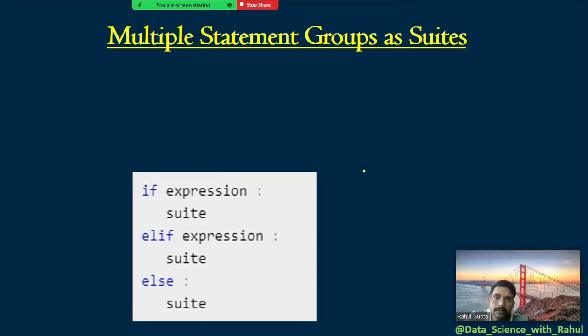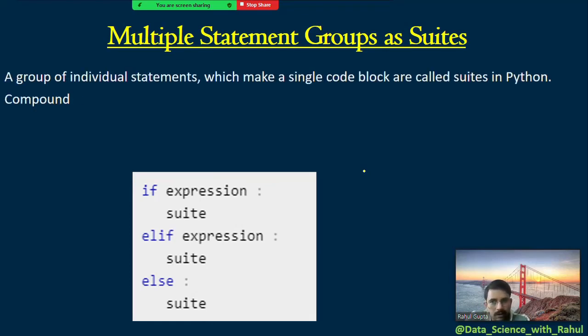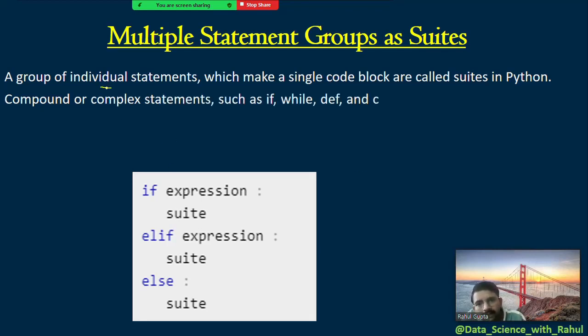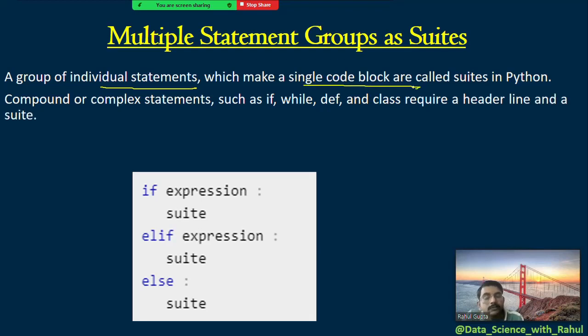Next, we would like to discuss something called a suite. Now the question comes, what is a suite? Whenever a group of individual statements makes a single code block, it is called a suite. For example, if you write an if expression, and under this you wrote something, this is called a suite.